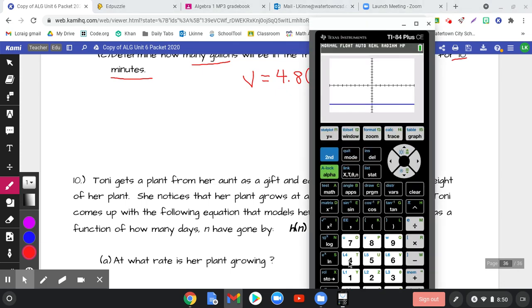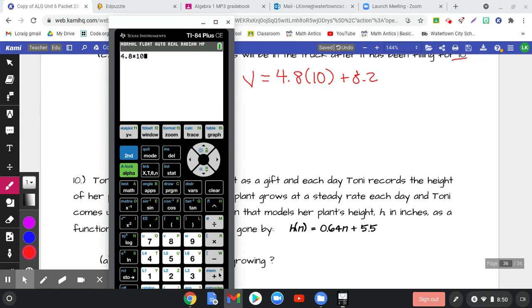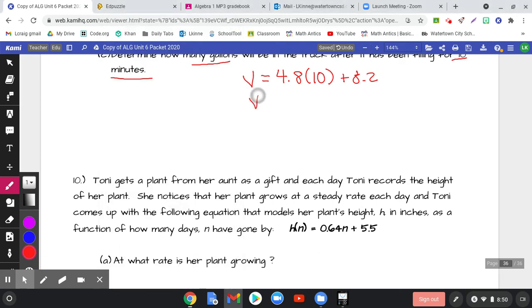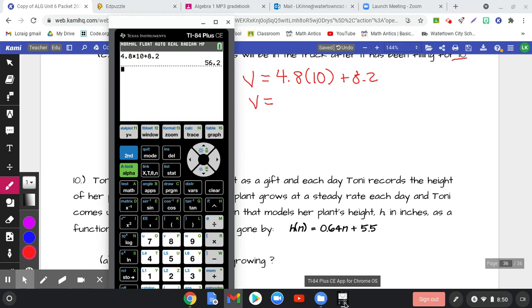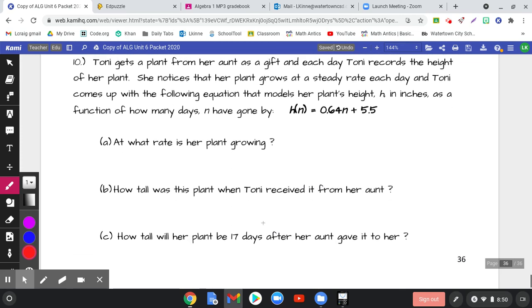All right, so 4.8 times 10 plus the 8.2 gallons that were already in there. So the total volume was 56.2 gallons is what would be in there after 10 minutes. Again, just using that equation.